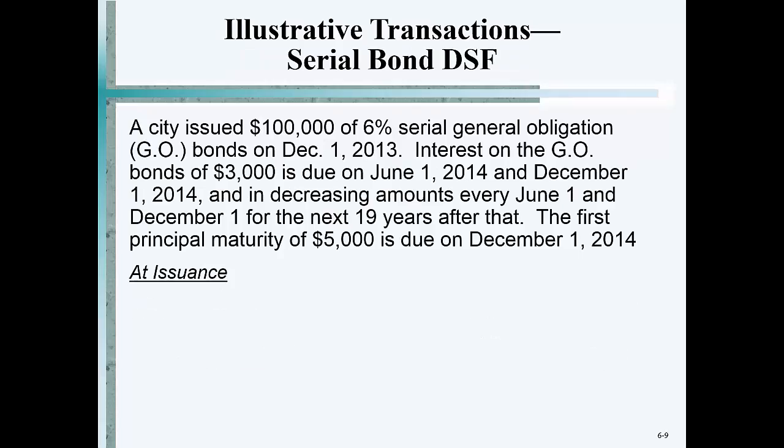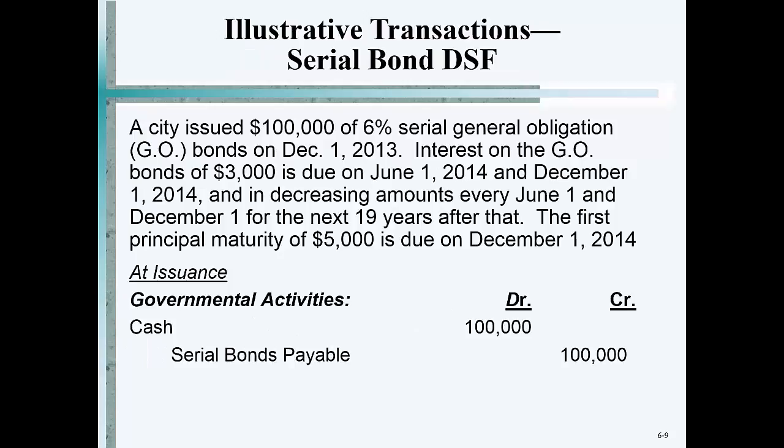I'm not going to go that fast. So, when we issue the bonds in the governmental activities, we'll debit cash, we'll credit, and they're calling this serial bond payable. Interest rate on the bond is 6%, and it's a semi-annual bond. So what's going to happen? We issue them on December 1st, 2013, and there'll be $3,000 that'll be due on June 1st, 2014, for the first 6 months that bond's outstanding. And then there'll be another $3,000 payment on December 1st, 2014, for the second 6 months, right?